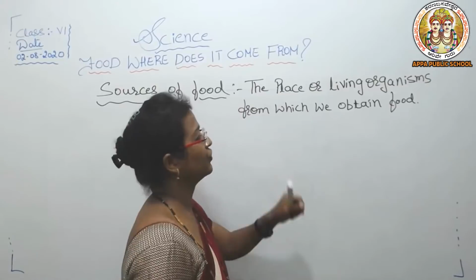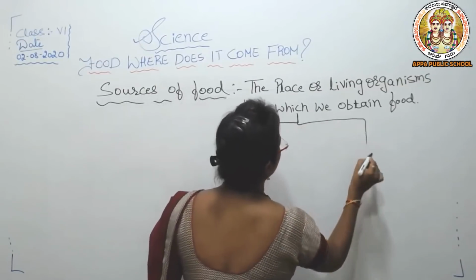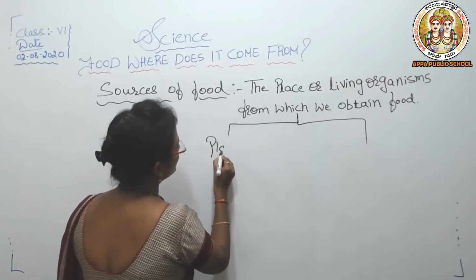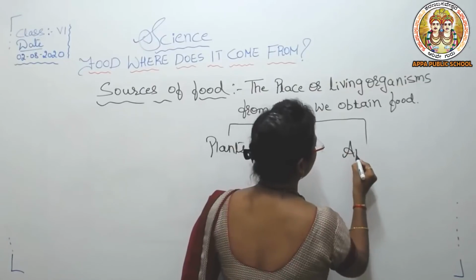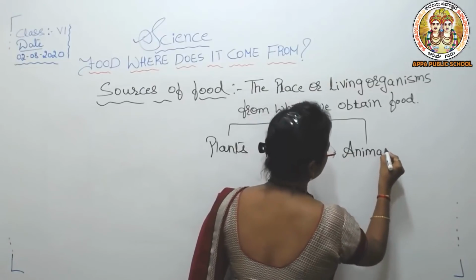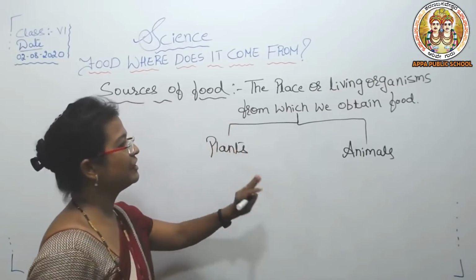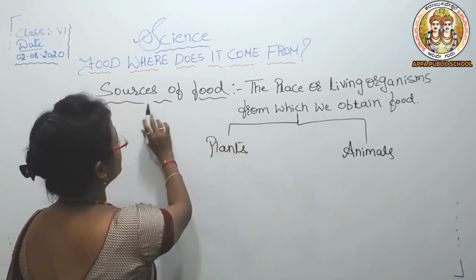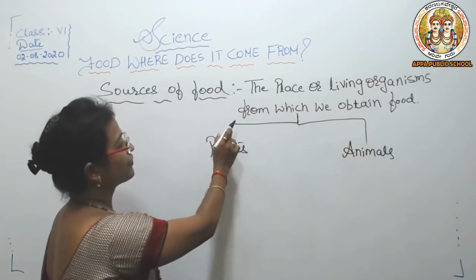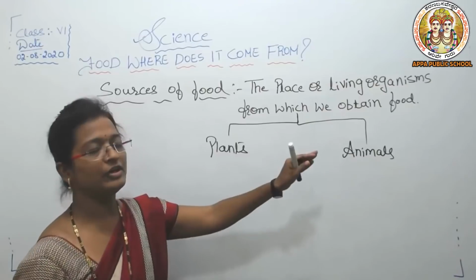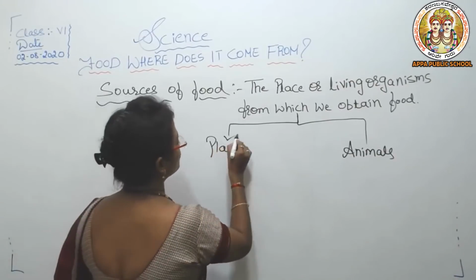Here come two sources. We get food from two sources, that is plants and animals. Okay, these are the two sources from which we are getting food. So the definition of sources of food is the place or living organisms from which we obtain food is known as sources of food. And here are two sources.